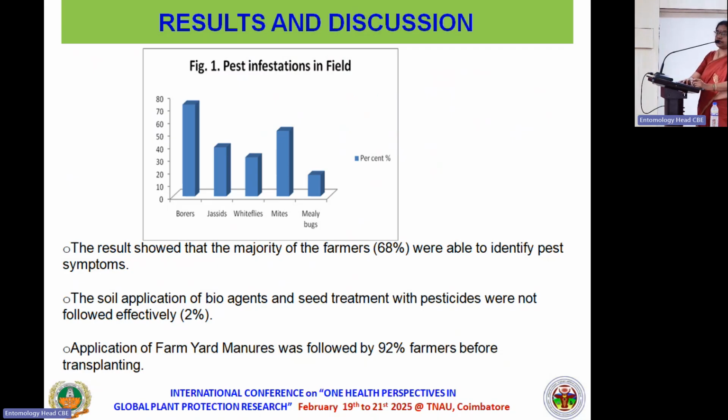Soil application of bioagents was also done based on our intervention, but this was followed by only 2% of the farmers. Results showed that the majority of the farmers, that is 68%, were able to identify pests and diseases after our KVK interventions. And 92% of the farmers were following the application of farmer menus.